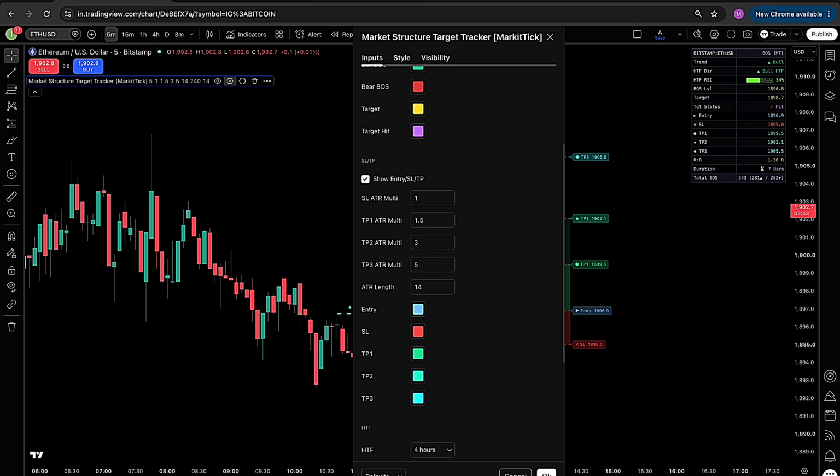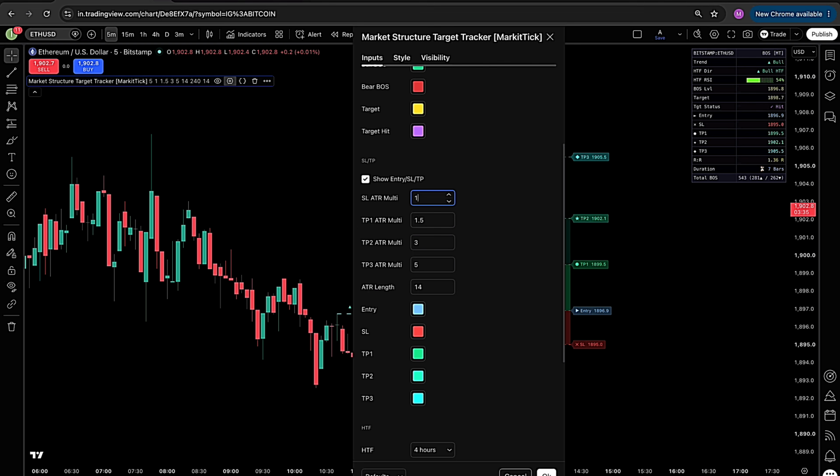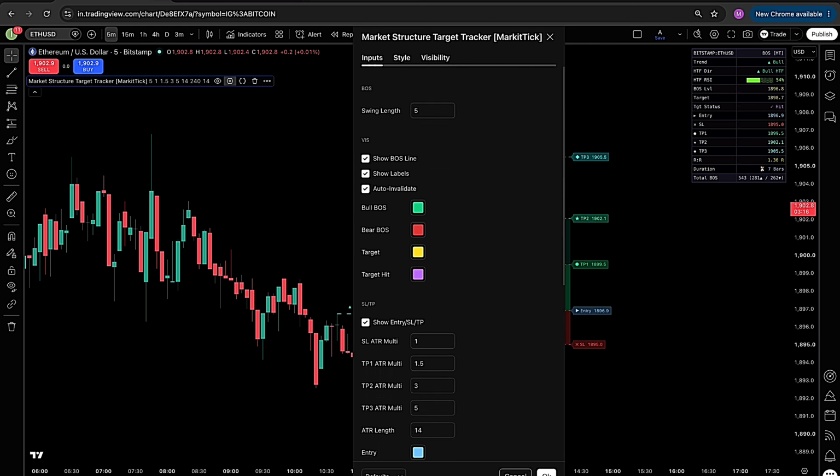Here, the SL multiplier is 1. If you use it on a 15-minute or higher time frame, you can set it to 1.5. But since I am using a 5-minute time frame here, I will keep it at 1, and you can increase the target accordingly if you are trading on a higher time frame.